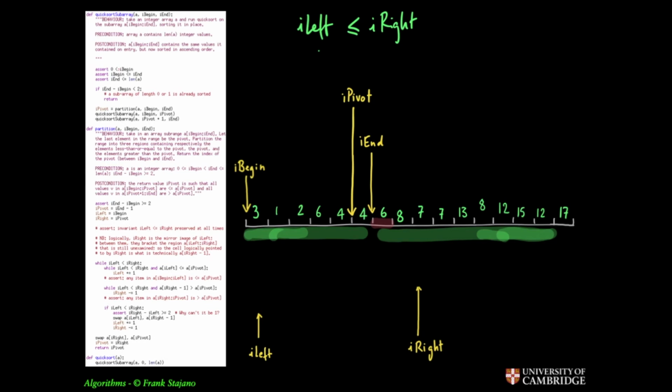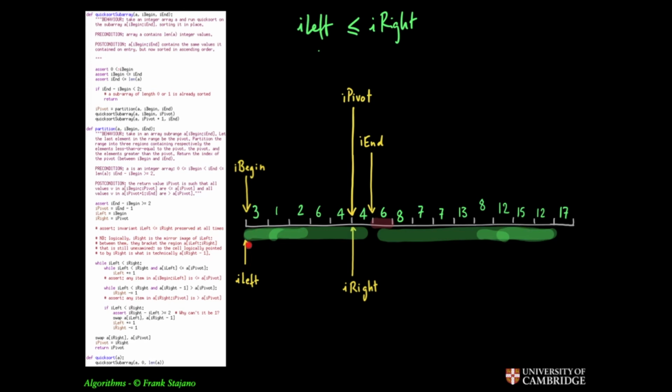I left is initialized to I begin, and I right is initialized to I pivot. I think that, yes, that's where we want to be. And so the range that we want to partition is this one less than what we are given, and this last item is our pivot. So we run the by now familiar procedure with 4 as our reference.